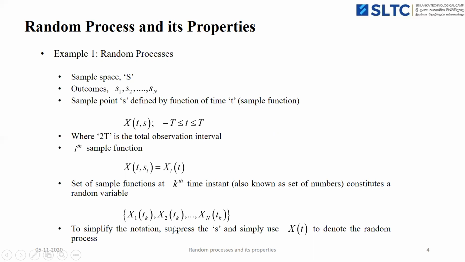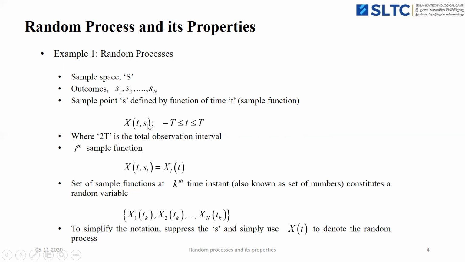Mathematically, we are using the notation capital X of t comma s to represent the sample function. It is a function of time t and s. Here the s indicates the sample point. It varies within this interval, minus capital T to plus capital T, the observation interval. And the ith sample function we can represent by x of t comma si, which is equal to xi of t.